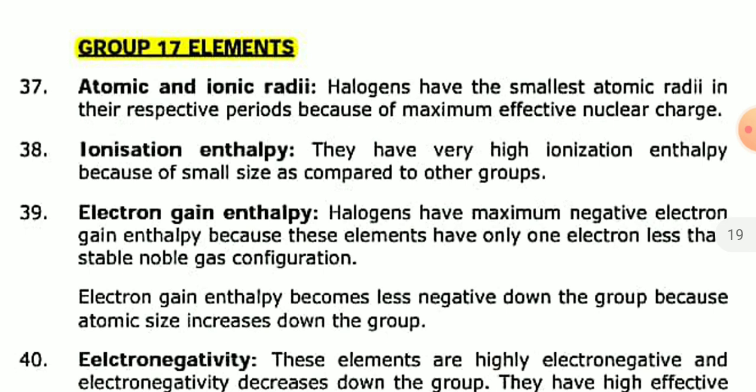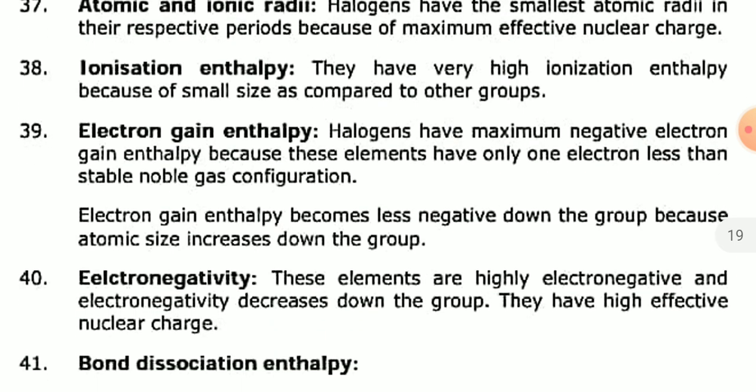First, you have to read some physical properties of group 17 elements like atomic and ionic radii, and ionization energy. Halogens, that is fluorine, chlorine, bromine, iodine, have the smallest atomic radii in their respective periods because of maximum effective nuclear charge. And halogens have very high ionization enthalpy because the size is very small compared to other groups.